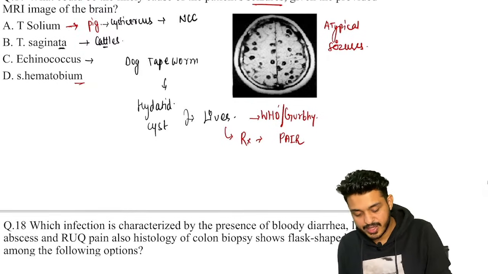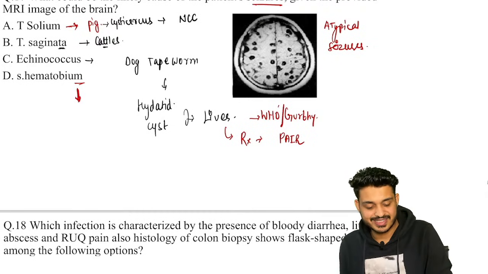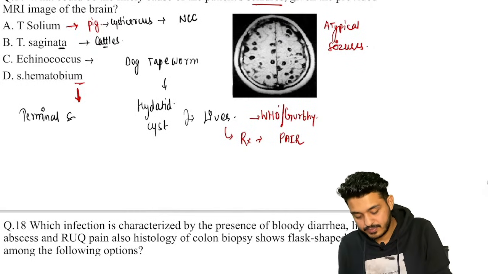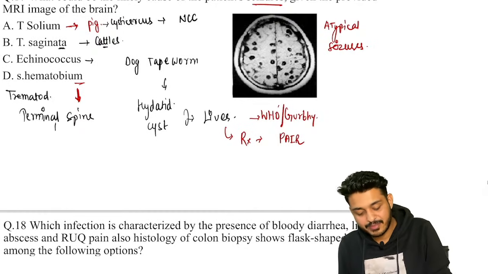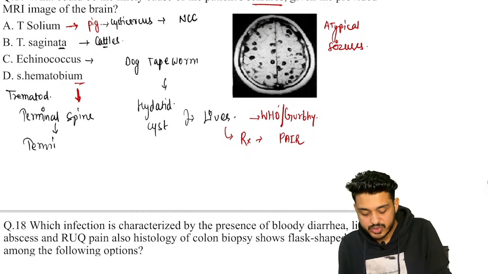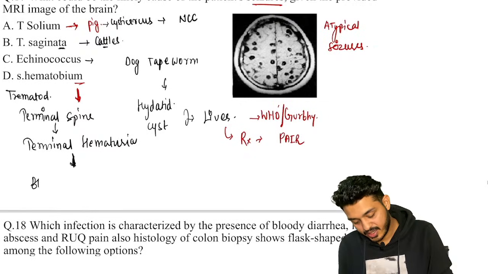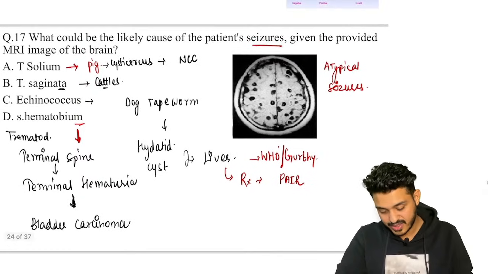Lastly, Schistosoma haematobium, which is going to be a trematode, right? This haematobium has got what? A terminal spine. This is going to be a trematode and it has a terminal spine, which can cause what? Terminal hematuria. And this can cause cancer. What kind of cancer will it be? This type of cancer is known as bladder carcinoma. So the answer in this case is going to be what?